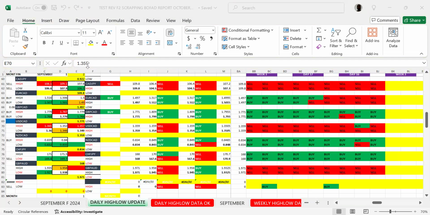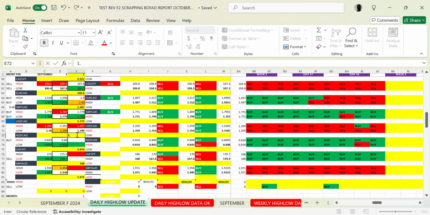So for USD card, we have just two moves, 1.341 and 1.36. So let's see what happens. At 1.341, you can see that it is a buy all the way. And now we have 1.36. You can see it has changed to a sell. So we are now planning for a sell trend for the next move.